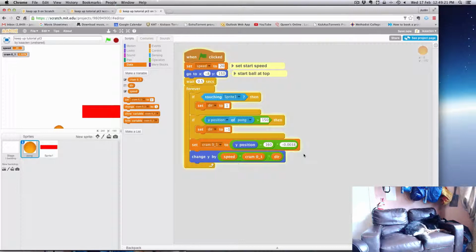So what does 160 do first? Minus 160 of the y position. The ball at the top, what is it? 0. That's right, exactly. So y position minus 160.